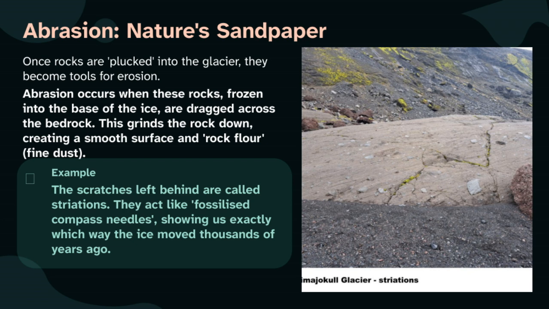Abrasion can smooth valley floors and rock surfaces. It can also grind rock into a very fine powder called rock flour. Rock flour can be carried away by meltwater, sometimes giving glacial rivers a cloudy or milky appearance.